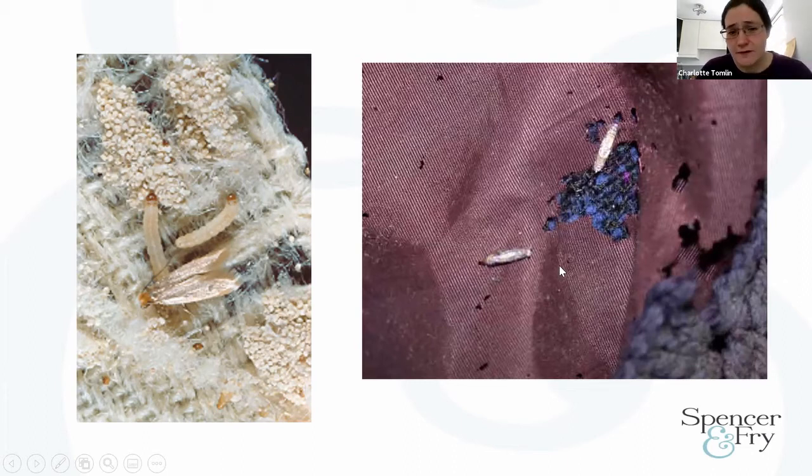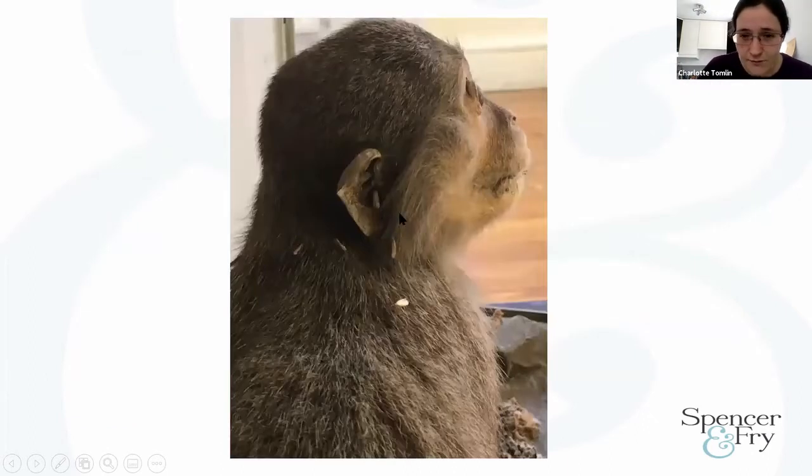And again, this poor little monkey has a moth problem in his ear. As you can see, the moths are emerging from his ear, which suggests that the larvae have decided to cocoon in there, and these are the moths emerging.